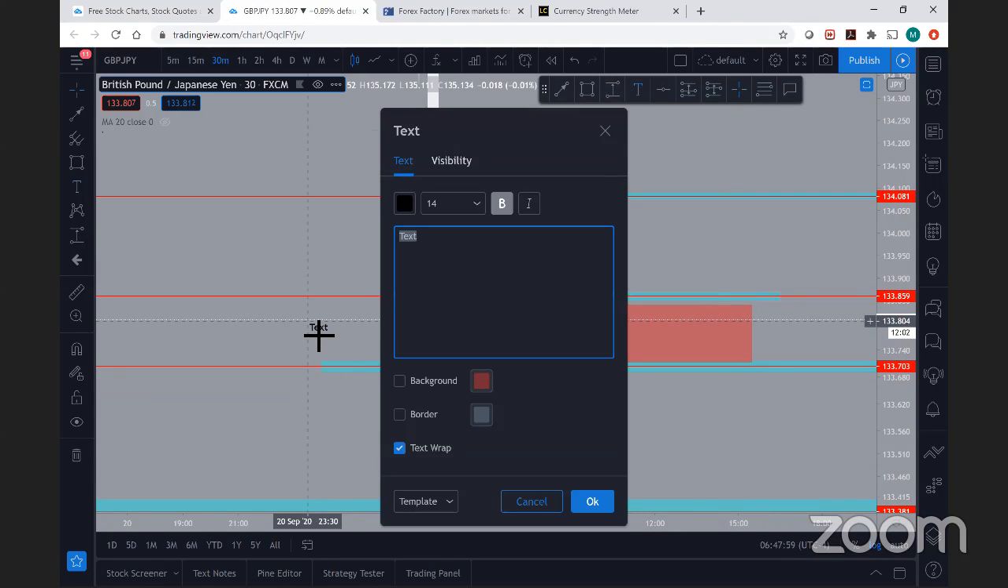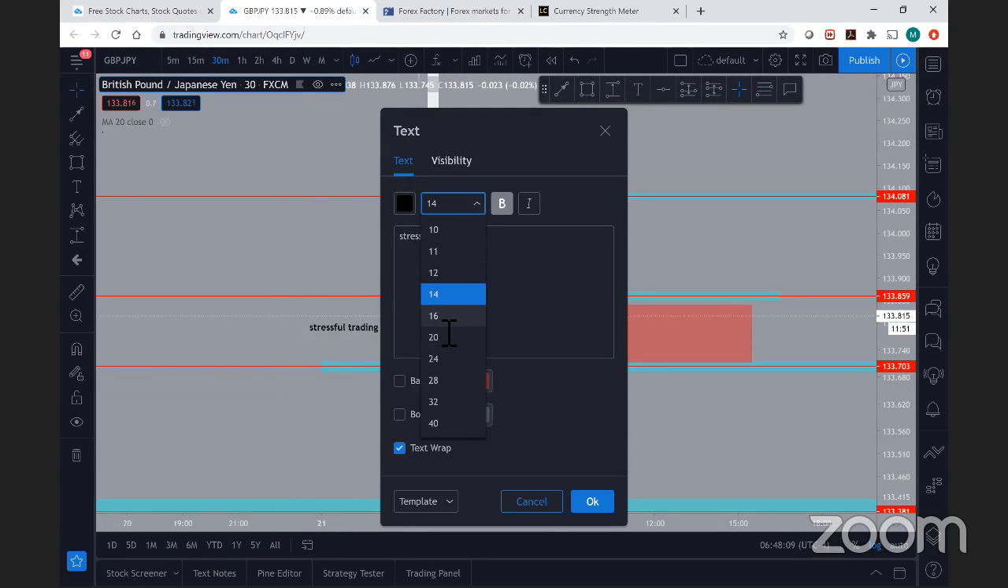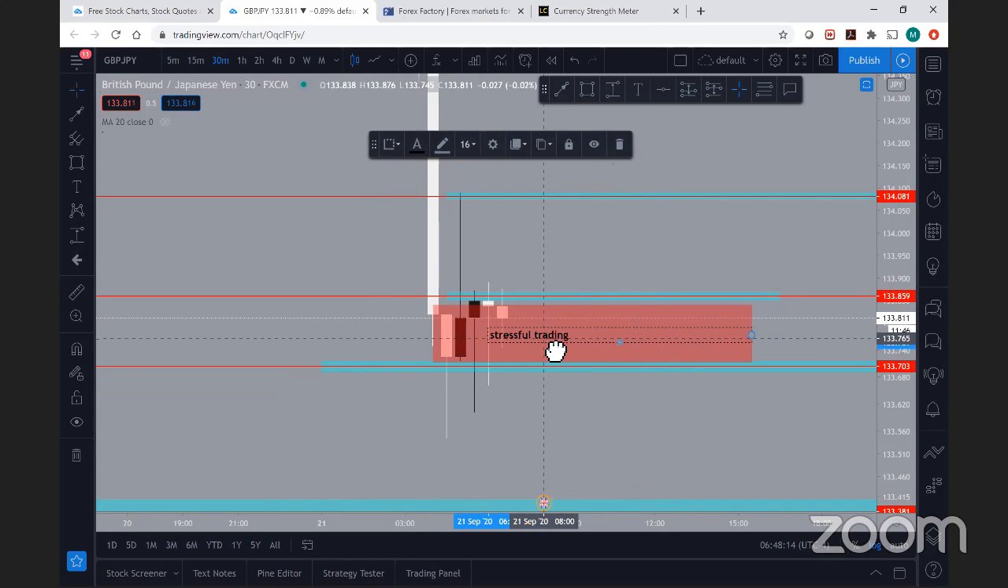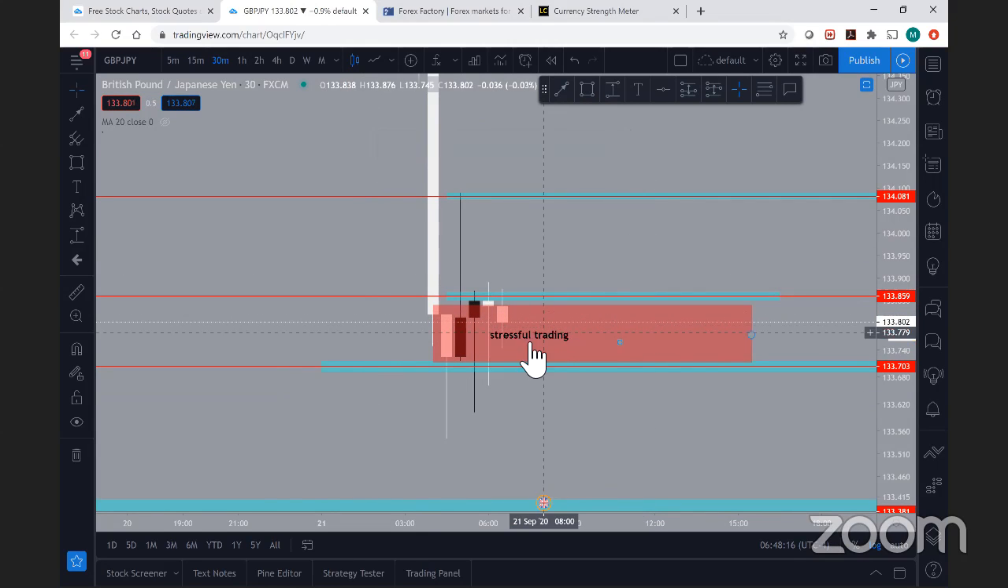Facts. Who are you telling? This is stress trading. This whole area here is stressful trading.